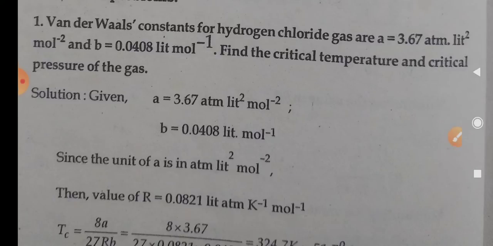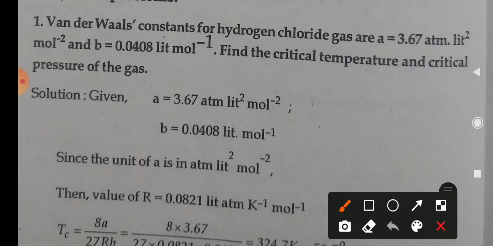Here one numerical is given for practice: van der Waals constants for hydrogen gas. The A value and B value are given. The units are atm liter square mole to the power minus 2 for A, and liter per mole for B. And we have to find the critical temperature and critical pressure, that is TC and PC.